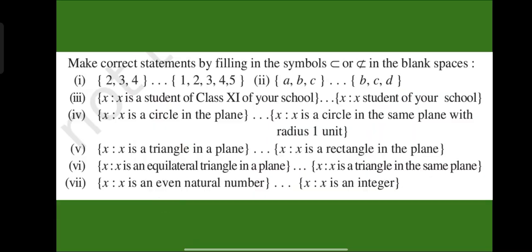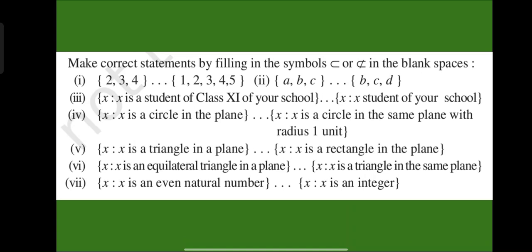Then now let's move on to the exercise questions. This is the symbol of subset and this is the symbol of not a subset. So now let's go to the questions. 2 3 4 is a subset of 1 2 3 4 5. Is it right or wrong?